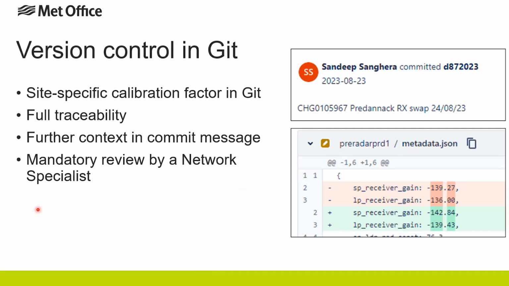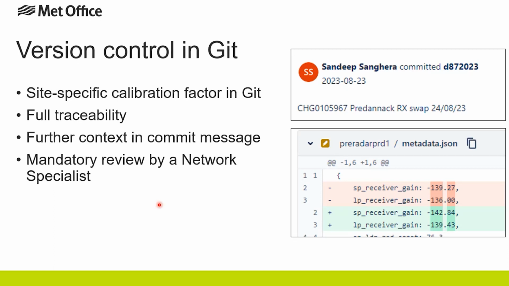So any of the site-specific calibration factors are stored in Git, which is a version control system, and this gives us full traceability as to exactly what changes have been applied. And then additionally, any changes are associated with a commit message, which gives us further context. So you can see here that in this example, the change was because we did a receiver swap, and then there's a link to a change request, which ties back to what Sandeep was talking about yesterday, that within ServiceNow, we have more notes from the field service engineers about the visit.